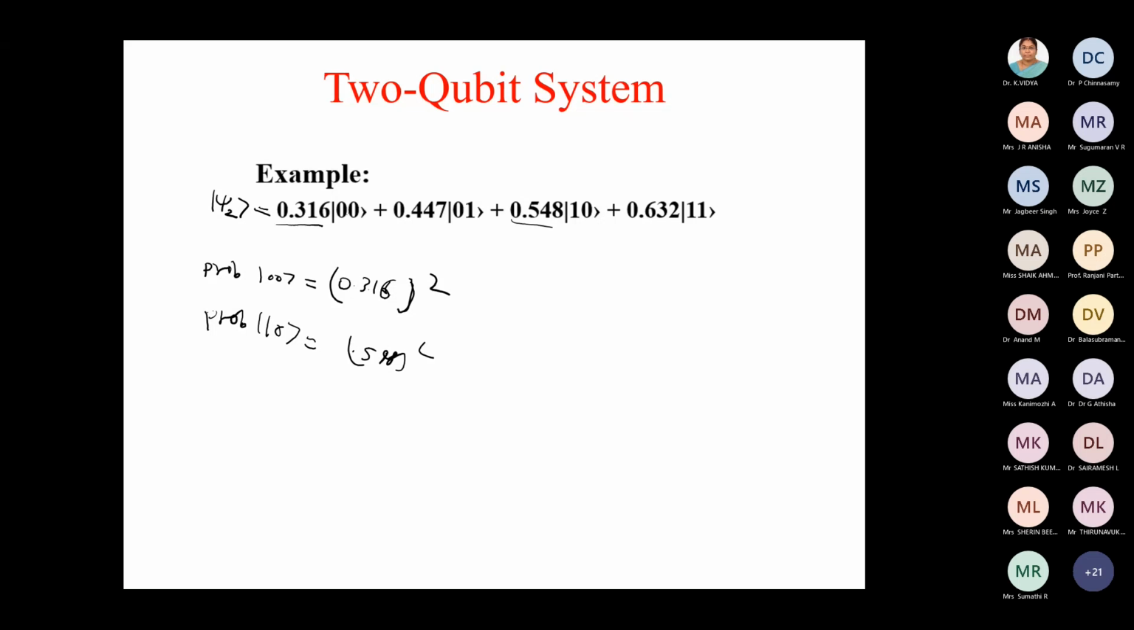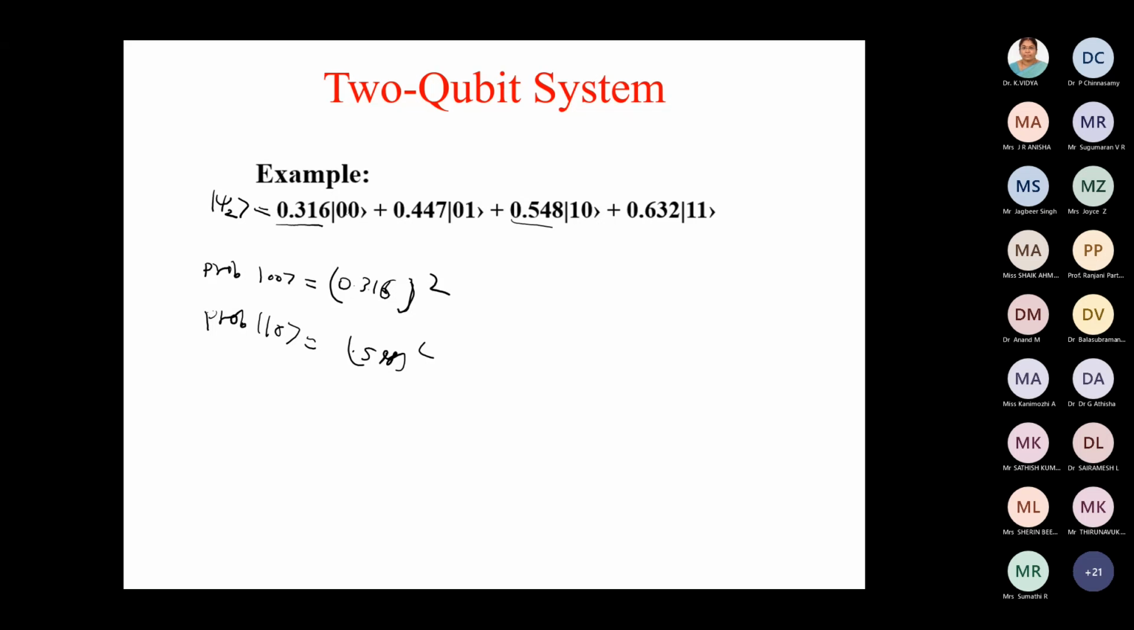If I ask you, what should be the sum of the probabilities of all basis states? Should be 1. Perfect. So if the sum of these coefficients squared is 1, then it's a valid qubit state. In this case, the sum is 1, so it's a valid qubit state.